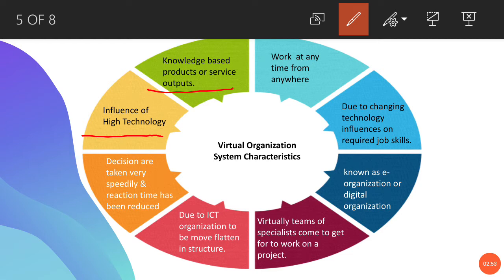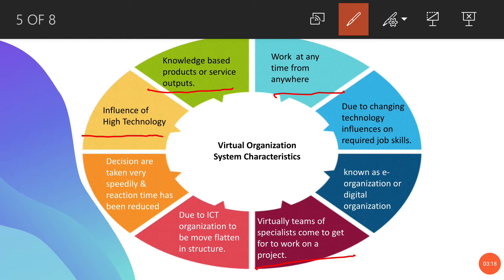Another form of organization which can be seen nowadays is the virtual organization, where teams of specialists come together to work on a project. They are multi-sided, multi-organizational and dynamic. They work anytime, anywhere, in real space or cyberspace.